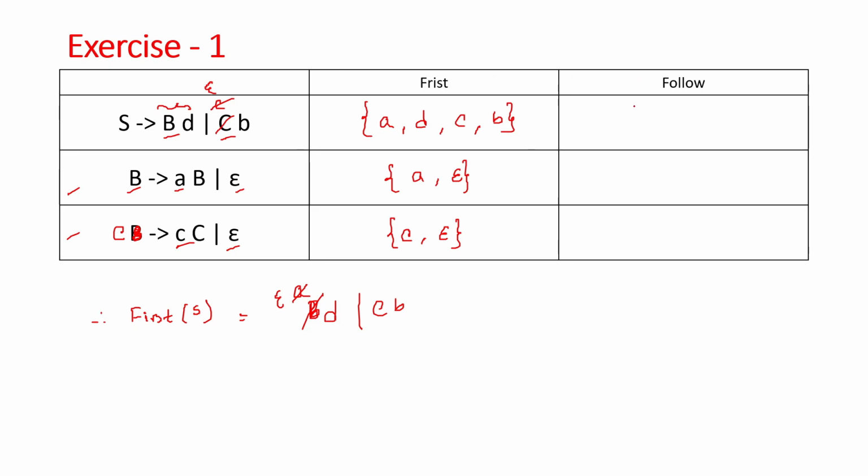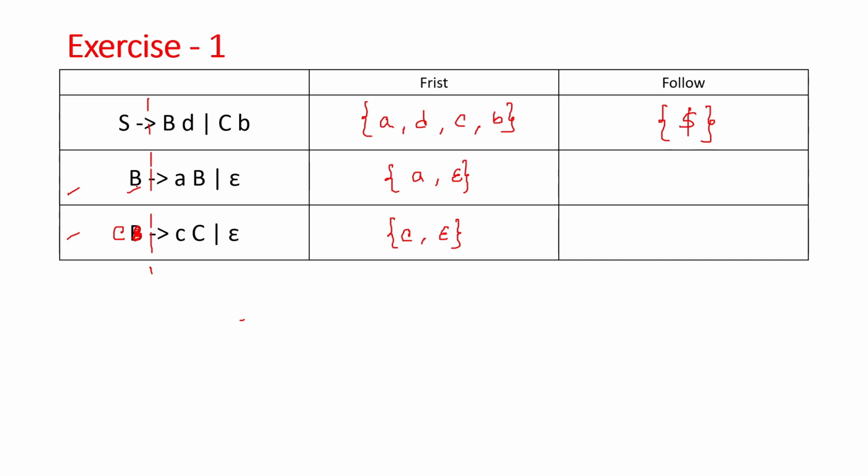Now we're going to find the follow. Let me just erase this. In case of this one, we can see for S, does S come anywhere? I am taking the left sides and checking whether the left-side element has come in the right side. I see none. Since none has come here, by default the follow of a start node will be dollar.